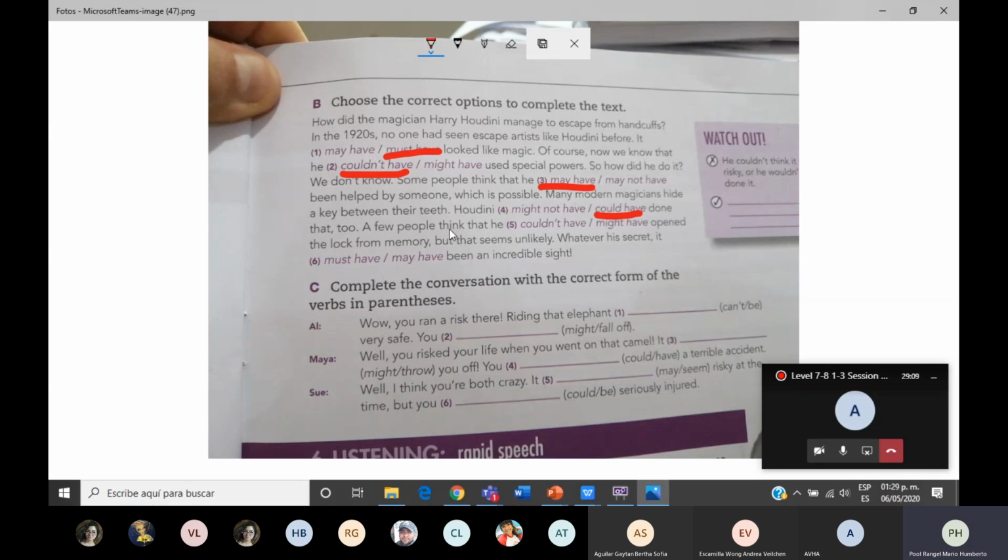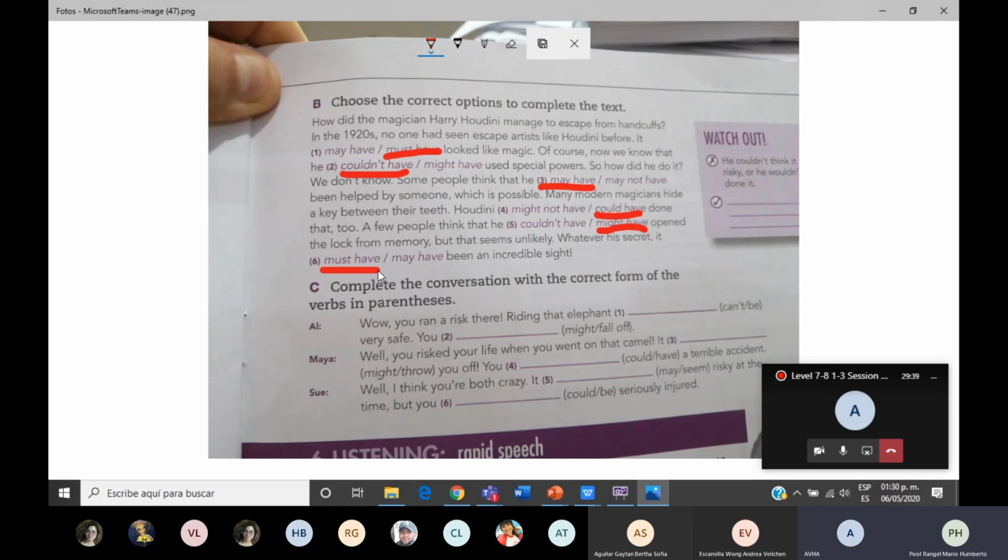A few people think that he couldn't have opened the lock, or he might have opened the door. He might have opened the door from memory, but it seems unlikely. Whatever his secret, it must have been, may have been an incredible sight. Must have been an incredible sight.